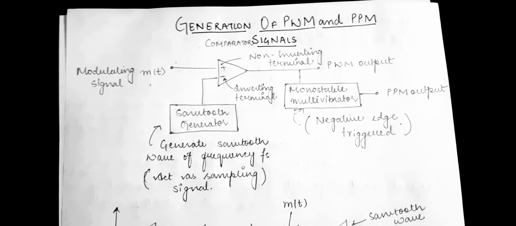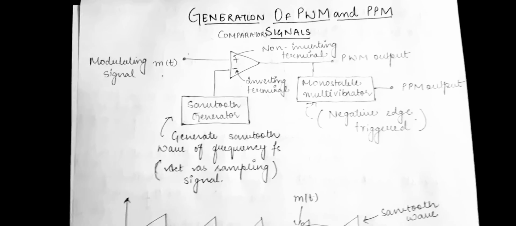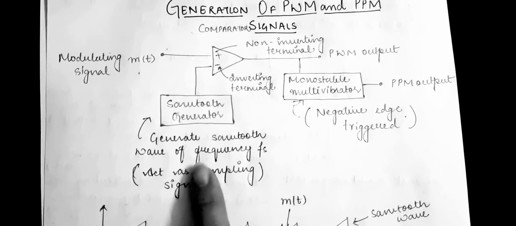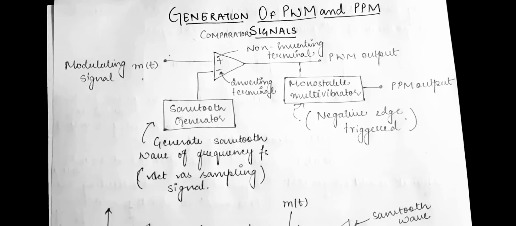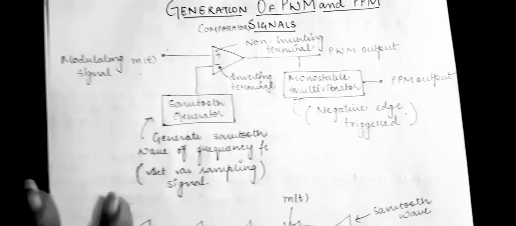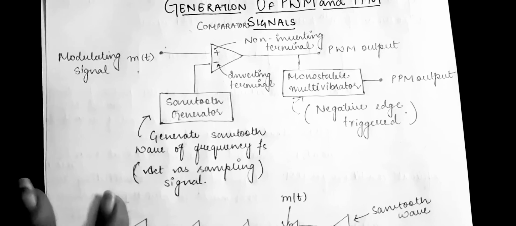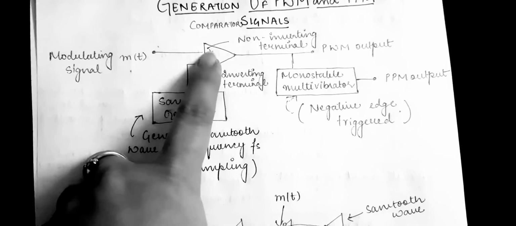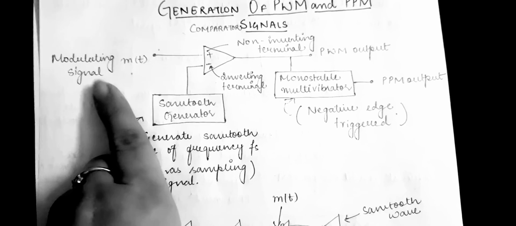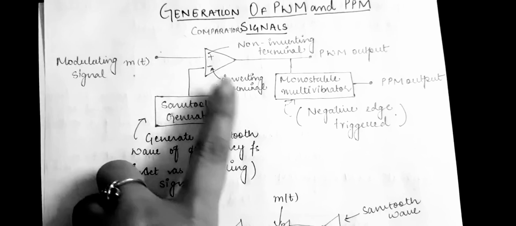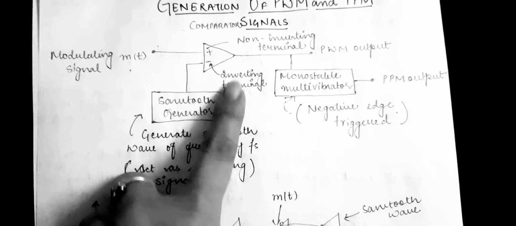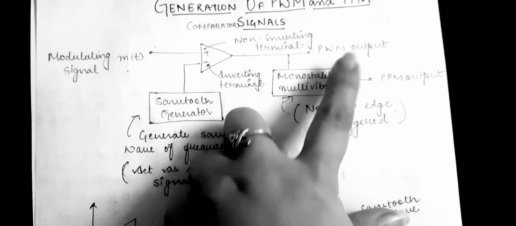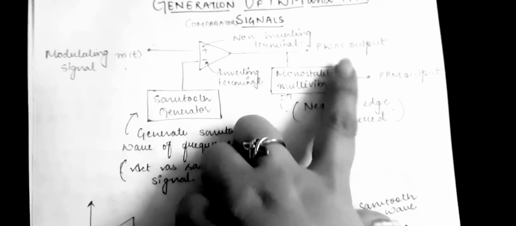For the generation of PWM signals, here we have considered the input m(t), that is your modulating signal, and a sawtooth generator. Here, the sawtooth generator basically generates the sawtooth wave of frequency fs that acts as a sampling signal. It is passed through a comparator where the positive terminal, that is your non-inverting terminal, represents m(t), the modulating signal, and the negative terminal, that is the inverting terminal, represents your sawtooth generator. And here we get the output, that is your PWM output.